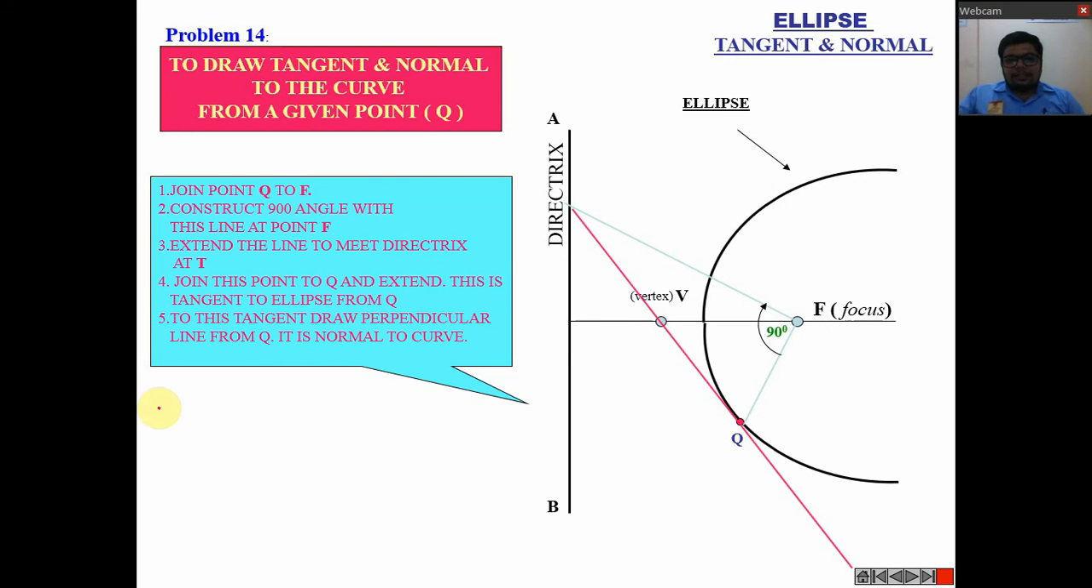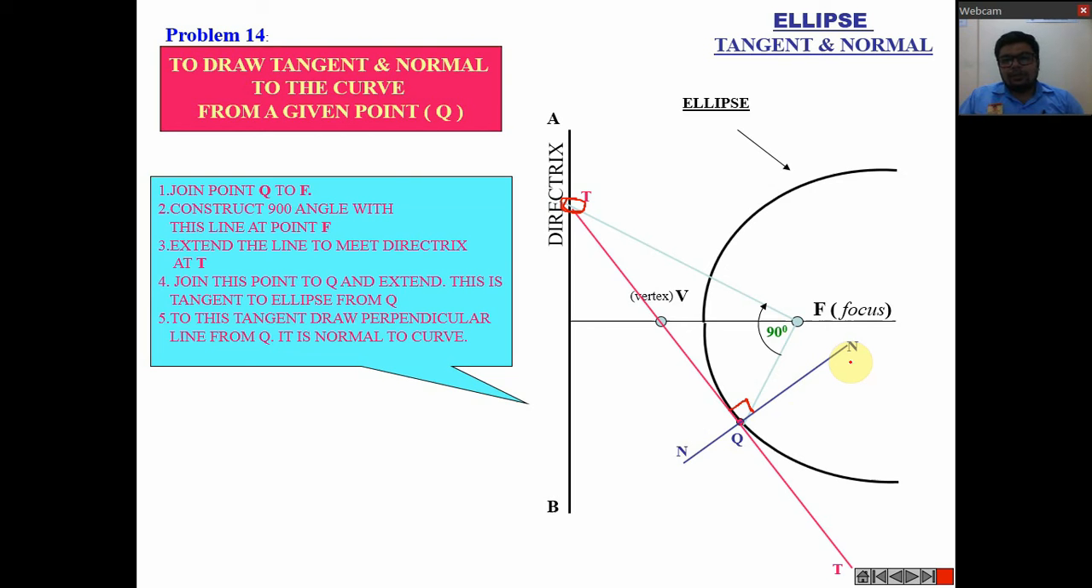From that intersecting point, draw a line which is passing through point Q, and that will be your tangent. And from that, if you take the 90-degree angle and draw a line passing through point Q, then it will be your normal. Tangent is generally indicated by TT and normal is indicated by NN.